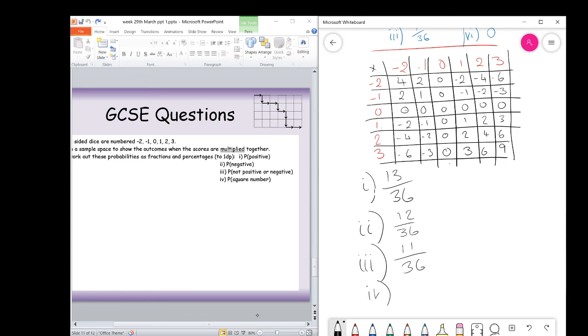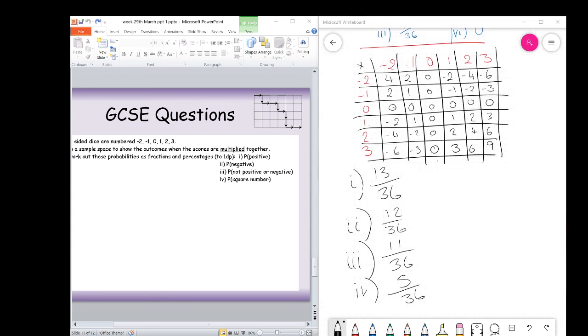And then a square number. So square numbers, remember, 1 times 1 is 1. 2 times 2 is 4. So 1, 4, 3 times 3 is 9. So 9. So we've got 1, 2, 3, 4, 5. So we've got 5 over 36. Again, you could try and argue that 0 times 0 is 0, so 0 is a square number, but it's not, it's nothing, it's not a number, so it doesn't count.